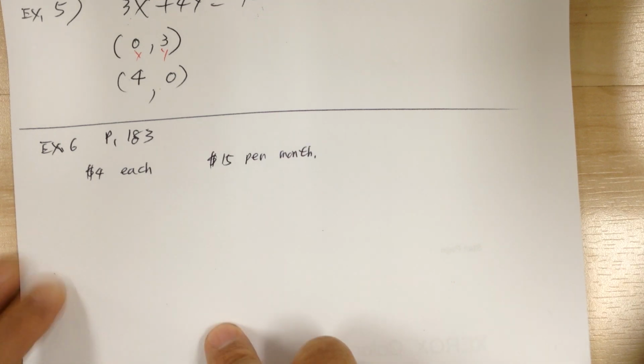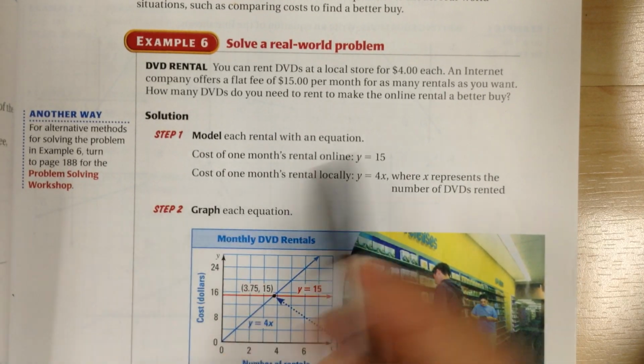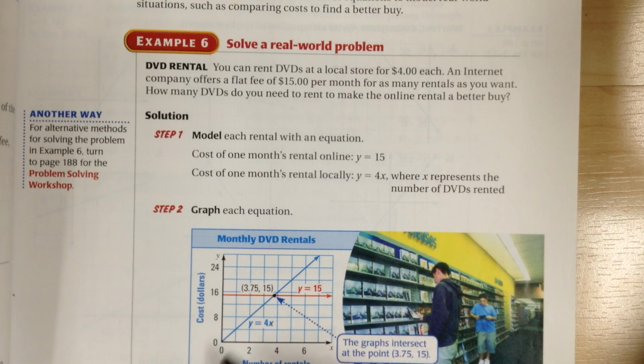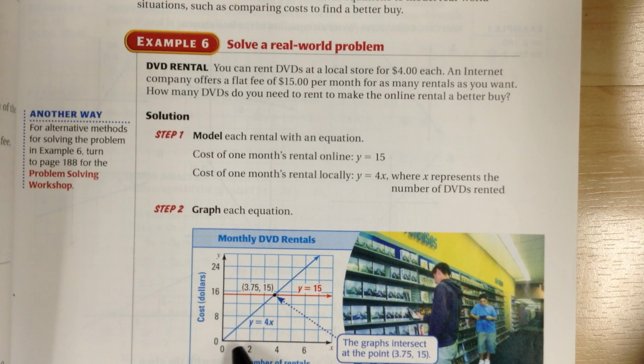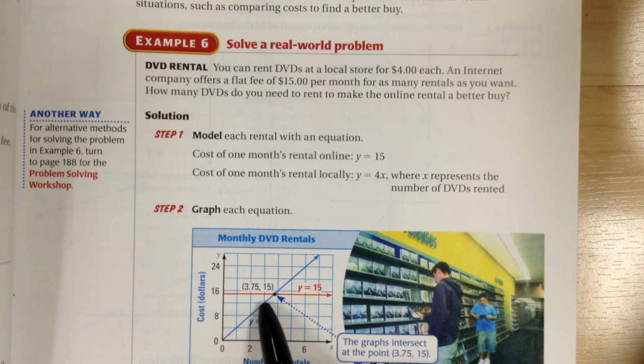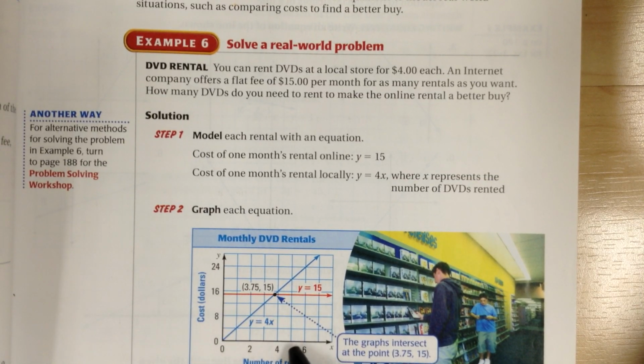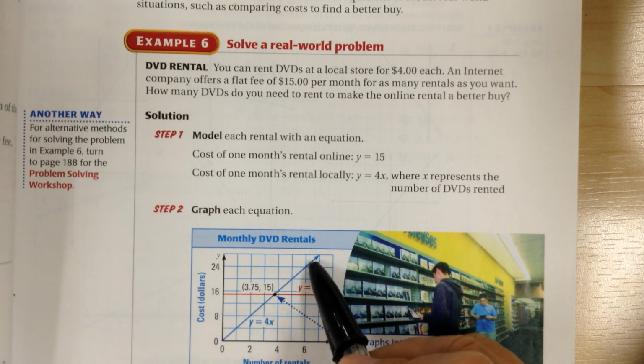So for modeling, they kind of do the graphing. What you do is graph both scenarios. For this one, it's $4 each, based on the number of rentals. When you rent 0, you pay 0. When you rent 1, you pay $4; 2, $8; 3, $12; 4, $16; 5, $20; and when you rent 6, you pay $24. You plot all these points and graph. The blue line is when you're renting the video.